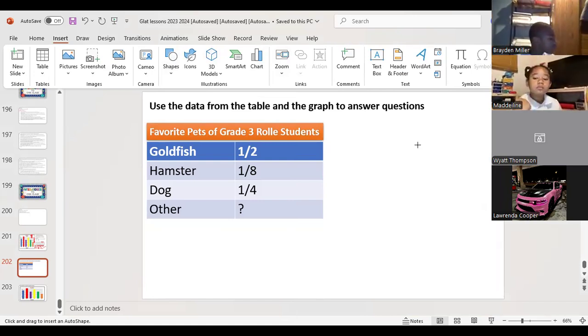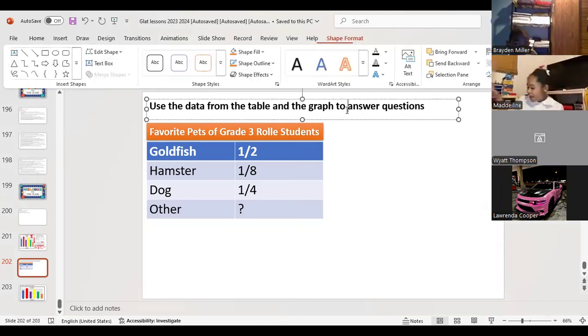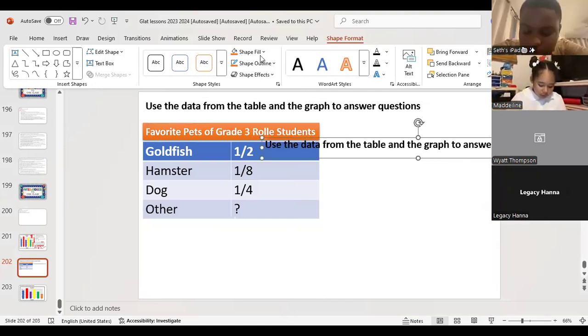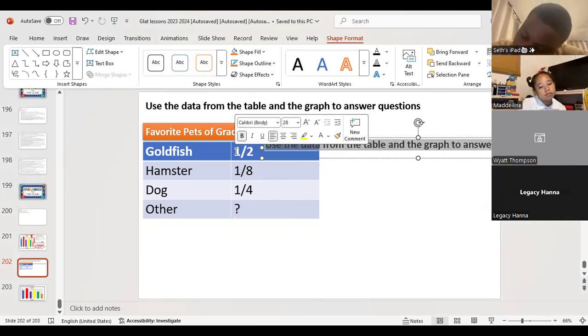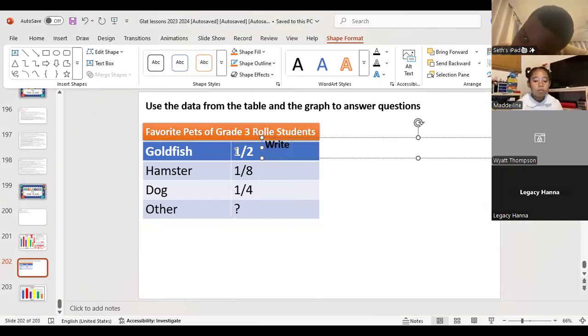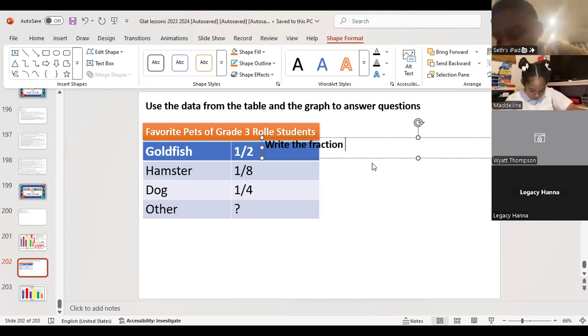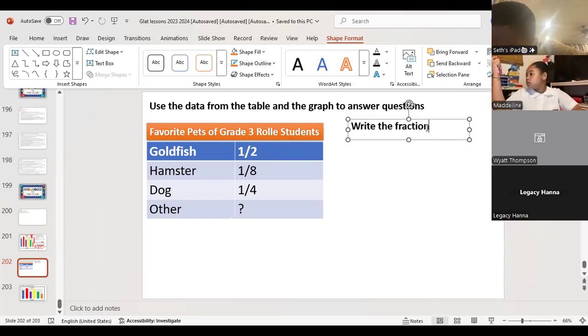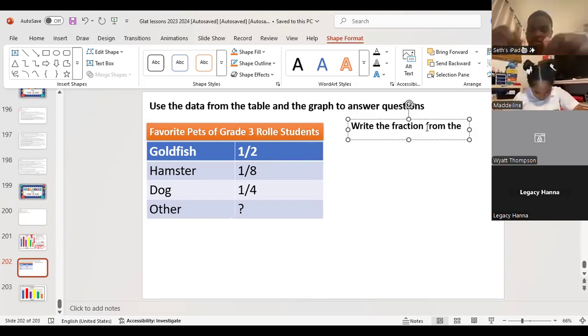So now it's time to draw the full circle. But before that, may I get something to draw a circle? Yes, if you have a compass, you could draw the circle using a compass. So it says, does it have to be big? It has to be as big as the table. So write the fraction from the table. Write the fraction from the table.